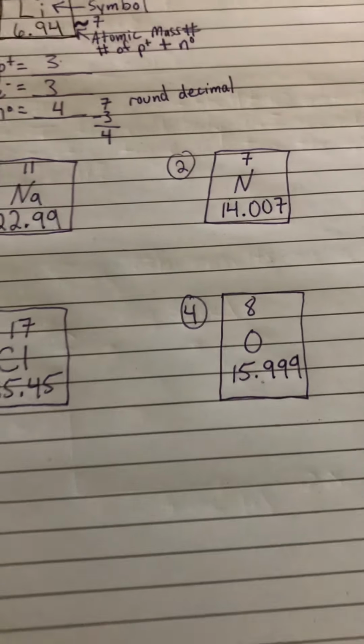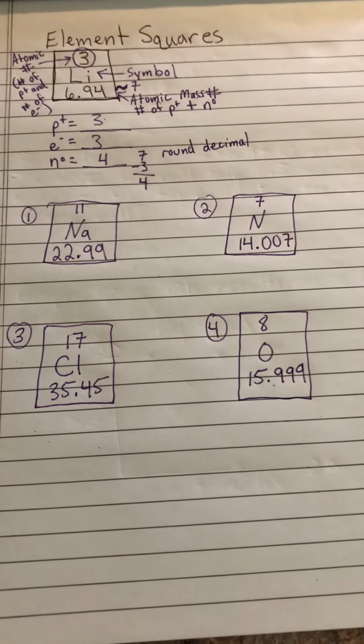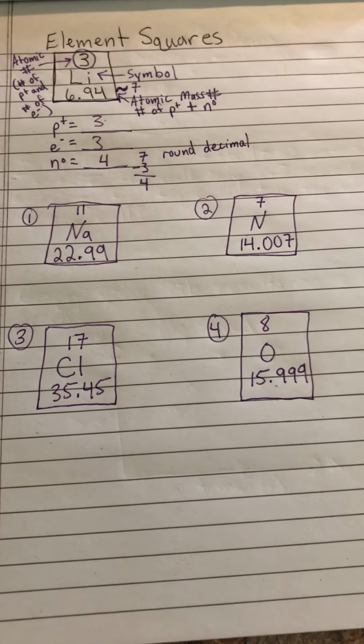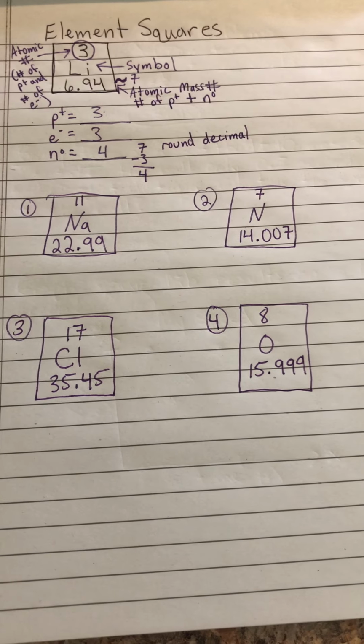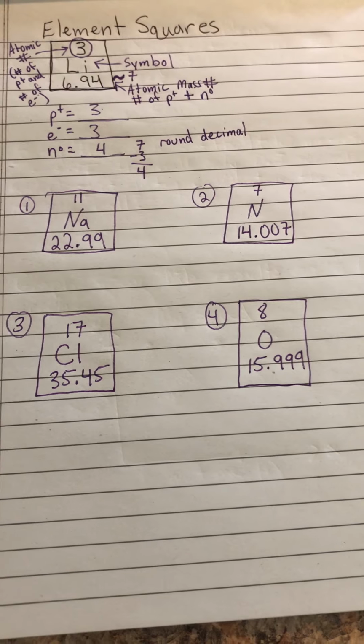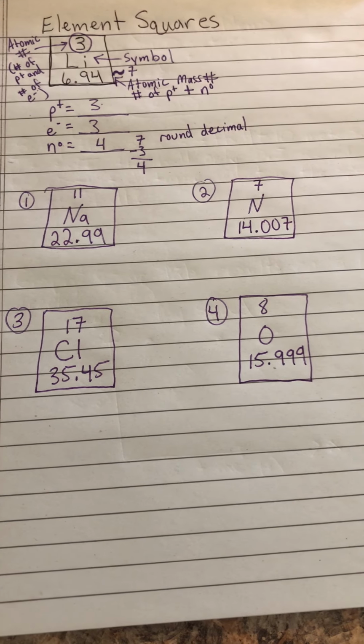All right, so let me zoom out here a little bit. There we go. All right, so there's element square review. You should be able to tell me the number of protons, electrons, and neutrons.